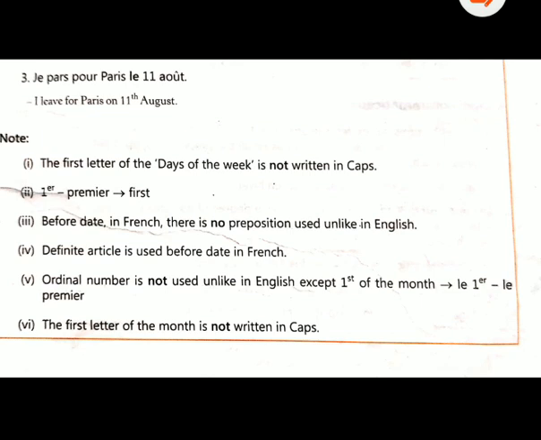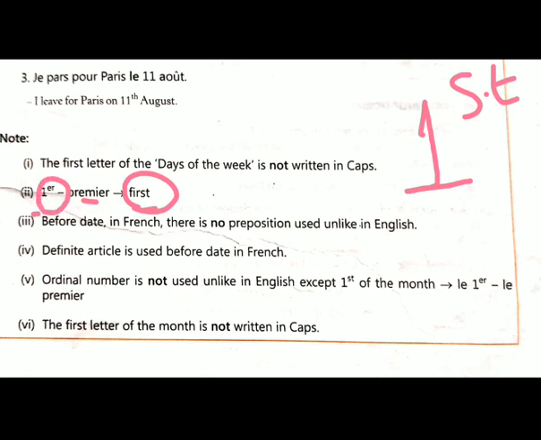So some notes are here. The first letter of the days of the week is not written in capital. Next, first is premier. In English the spelling of first is first, and the shortcut we write is 1 and st, the last letters st because of the spelling of first. And in French we write 1 and er because the spelling of first in French is premier. So the last letters er we write here. I think this is clear to you all.